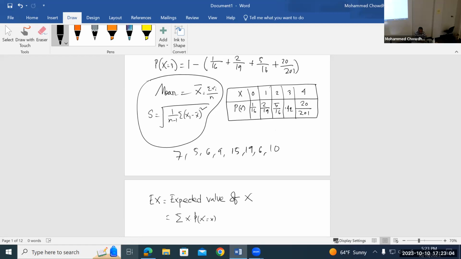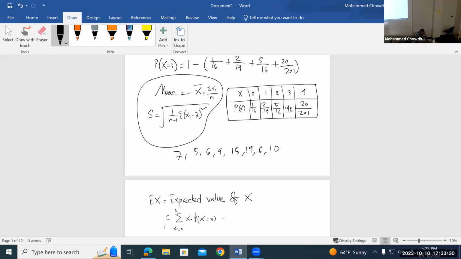For the test, we don't have to memorize all these equations. You can write them in a cheat sheet, or it would be an open book, open note exam. So what's the equation? The sum of x times the probability of X equal to x. So X will take values 0 to 4.